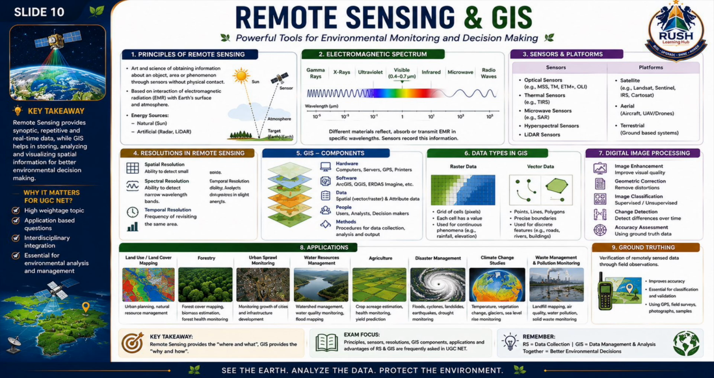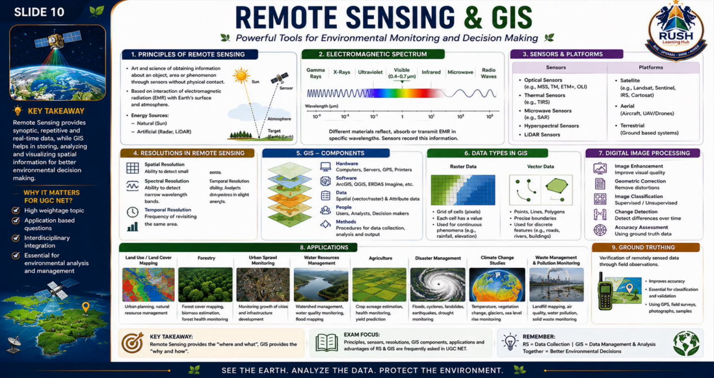A fundamental concept in remote sensing is the electromagnetic spectrum. The electromagnetic spectrum consists of different wavelengths ranging from gamma rays to radio waves. In environmental studies, the most important regions are visible light, infrared radiation, and microwave radiation. Visible light helps identify land cover features. Infrared radiation is useful for vegetation analysis, moisture detection, and thermal studies. Microwave radiation is particularly important because it can penetrate clouds and operate during both day and night conditions.